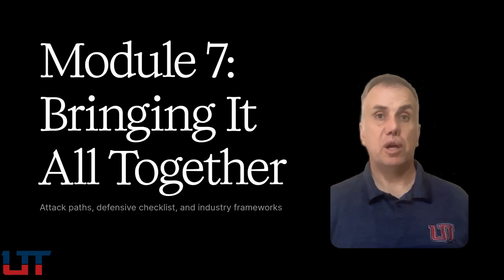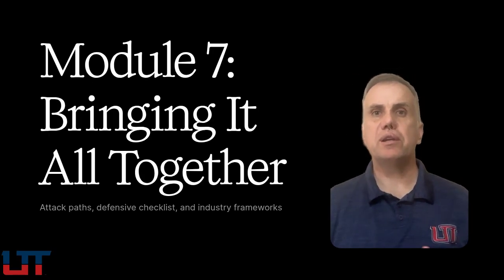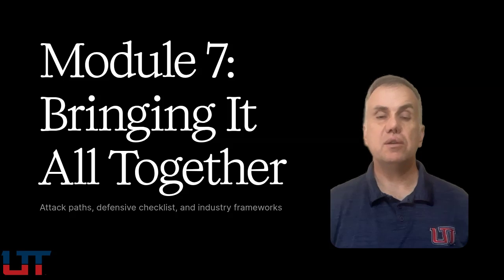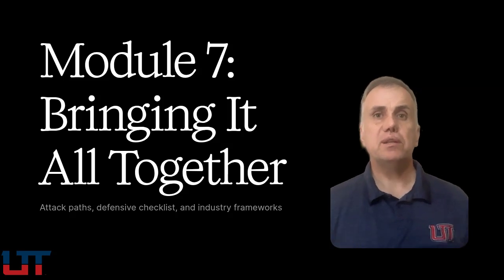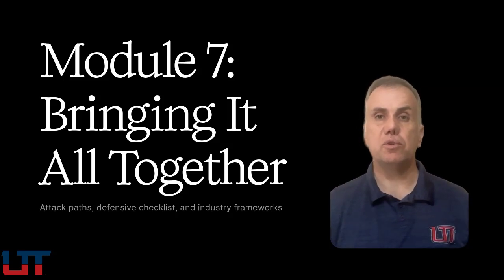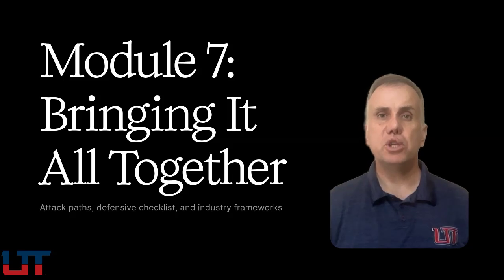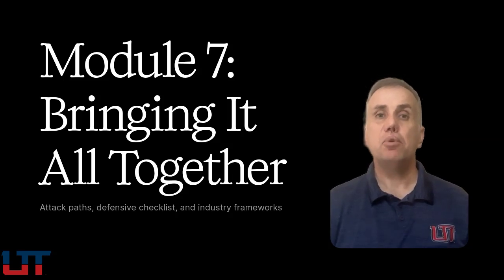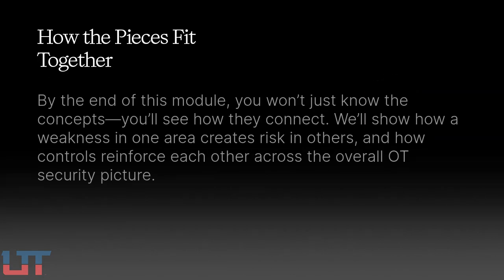In this last module, Module 7, we want to pull every concept from the previous 6 modules into a single coherent picture. We'll trace real attack paths through the systems and controls you've learned about, build a practical defensive checklist you can apply in your environment, and point you toward the standards and frameworks that formalize these practices across the industry. By the end of this module, the goal isn't just that you understand the individual concepts, it's that you can see how they connect, how a weakness in one area creates risk across multiple others, and how controls in different areas reinforce each other.